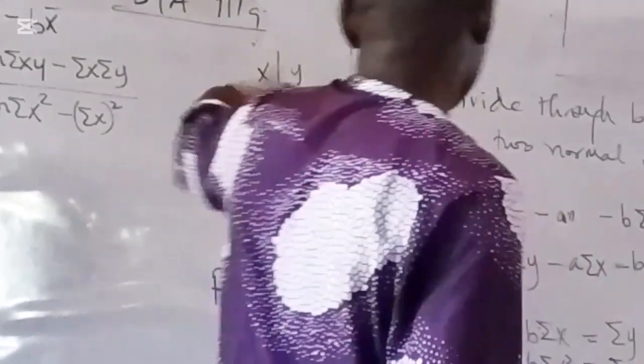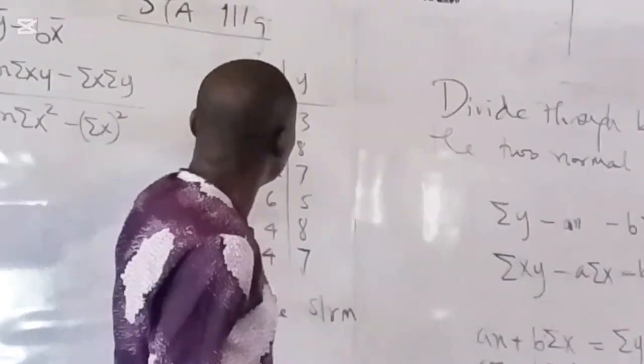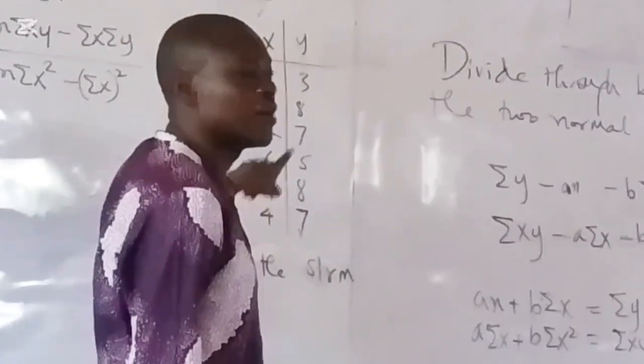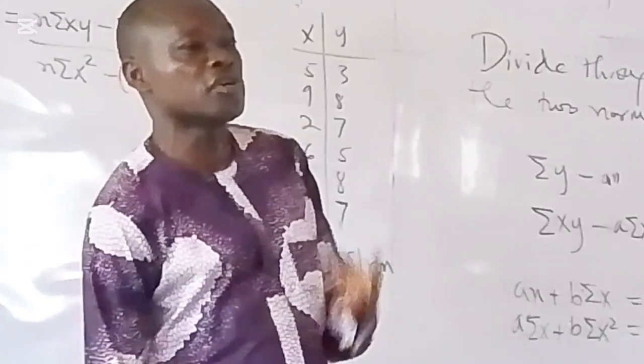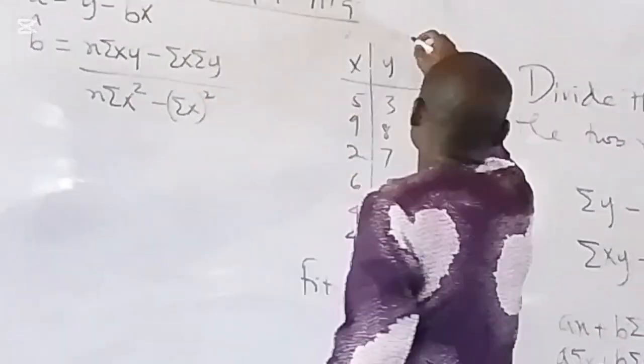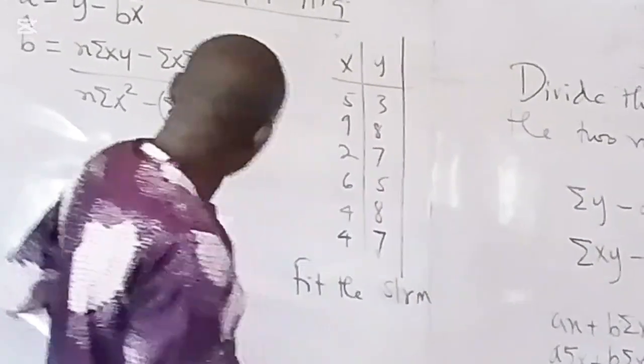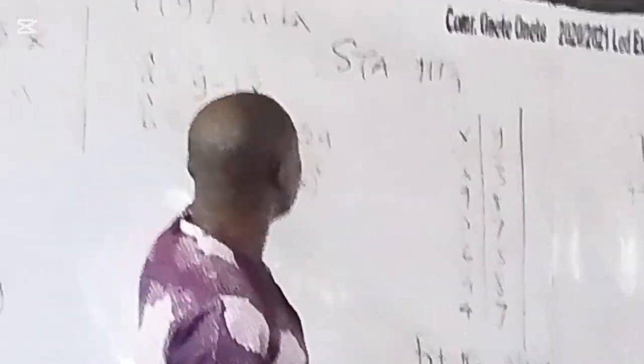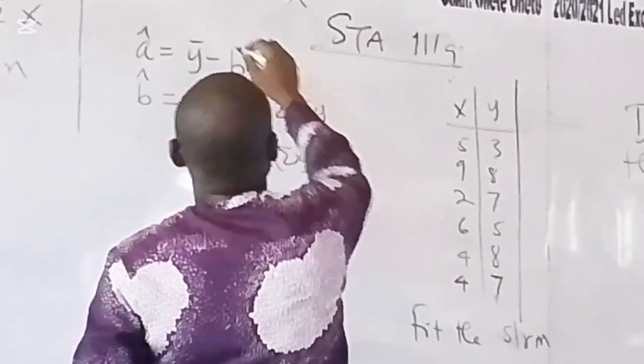In fact, it is 6. You count 1, 2, 3, 4, 5, and 6. There are 6 observations. n is equal to 6. Now that we have our n equal to 6, y bar can be calculated, and x bar can be calculated.